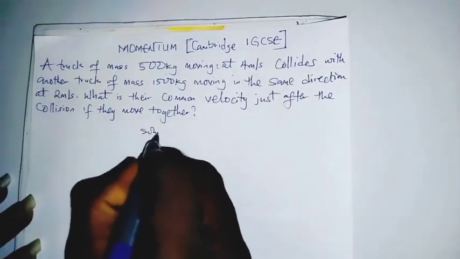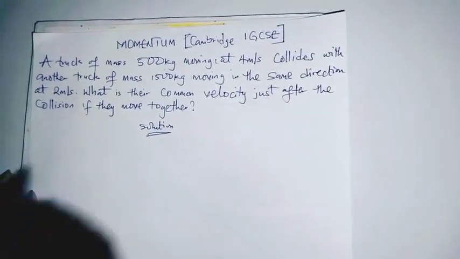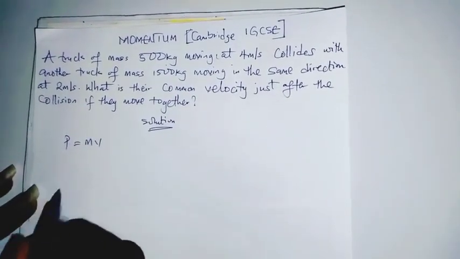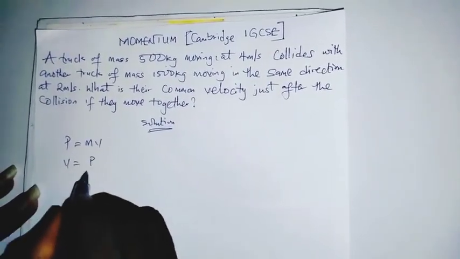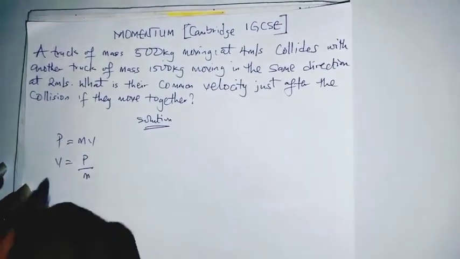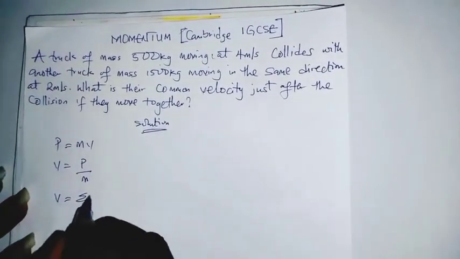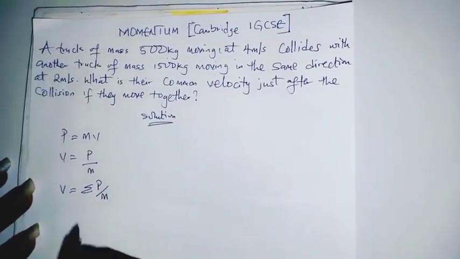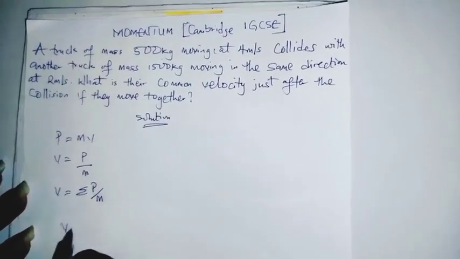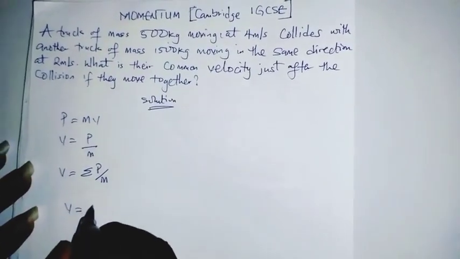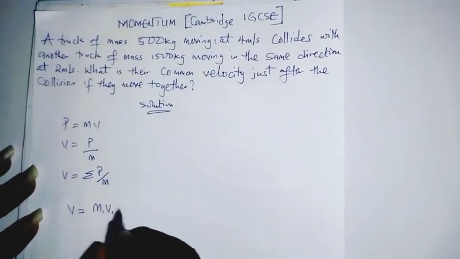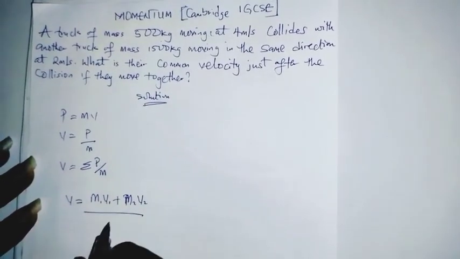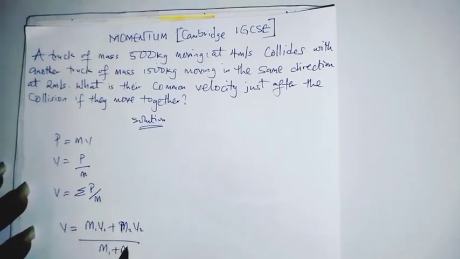Now we have the solution. Since this problem is on momentum, we have that momentum is equal to mv. To calculate the velocity here, we have v equal to p over m. Now I can state that p is the summation of all the momentum in the system divided by all the mass in the system also. So that gives me v is equal to m1 v1 plus m2 v2, all divided by m1 plus m2.